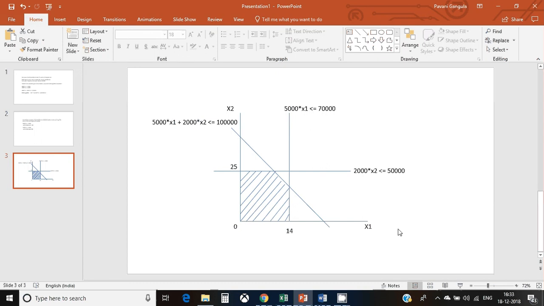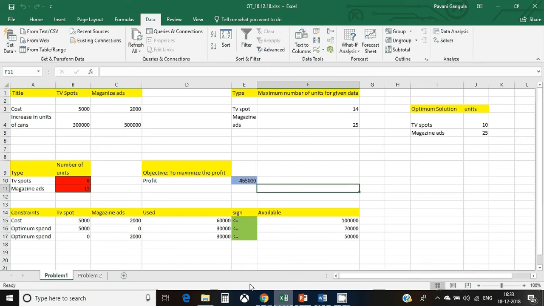So the feasible region or the optimal solution for this problem is represented by this shaded portion. So let's try to find out what the optimal solution is by using Excel. Here, the cost incurred by each TV spot is $5,000 and by each magazine ad is $2,000. And the number of units increased by each TV spot is given by 3 lakhs and by each magazine ad is given by 5 lakhs.